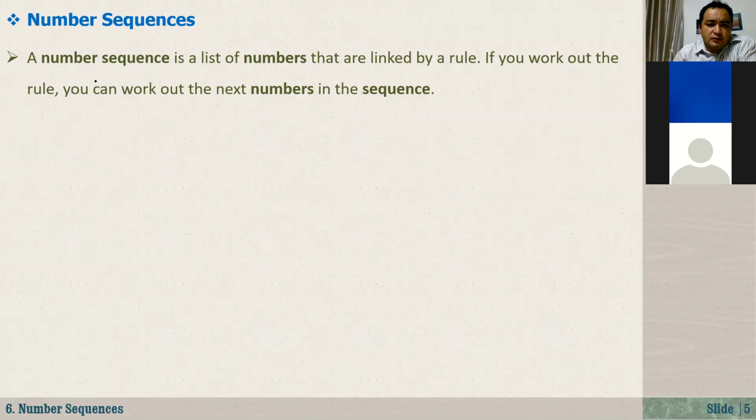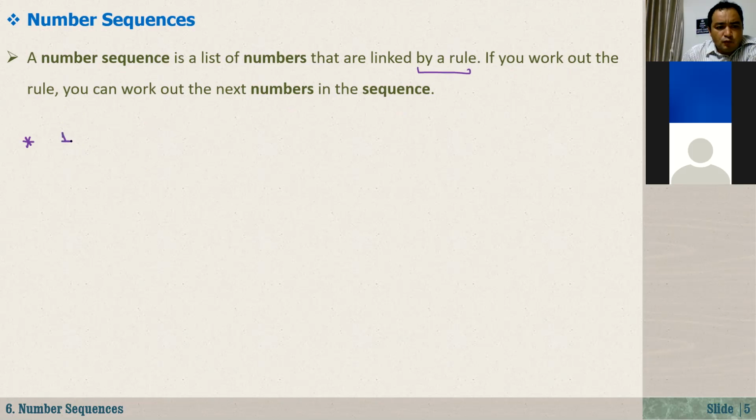So what is a number sequence? Number sequence is a list of numbers that are linked by a rule. Well, what is rule? Now we'll try to find how to find this rule. If you work out the rule, then you can work out the next numbers in the sequence. Let's just see first, very simple example for number sequences.